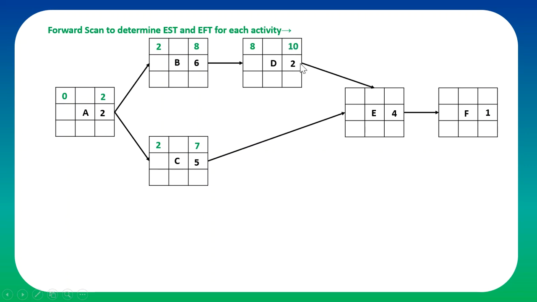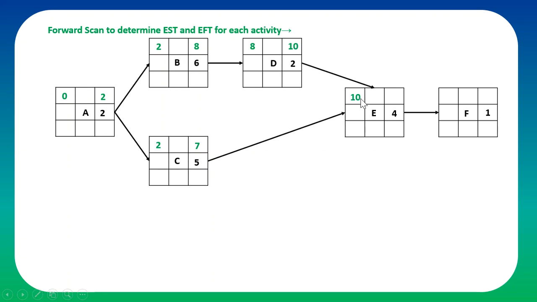So for the earliest E can start, E depends on both D and C. So E cannot be started until both of these are finished, which means that even if you finish C after 7 hours, it's not good enough for E because it still needs D to be finished, which the earliest it can finish is by 10 hours. So the earliest E can start is at 10 hours. So in this kind of situation, take the maximum of the 2 that are there.